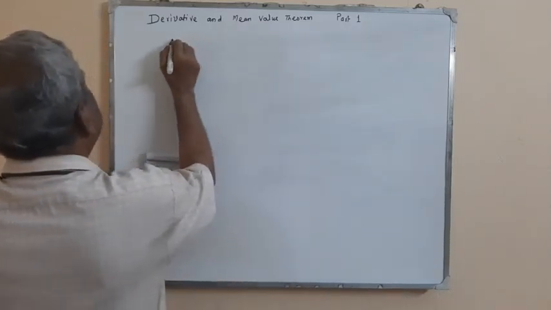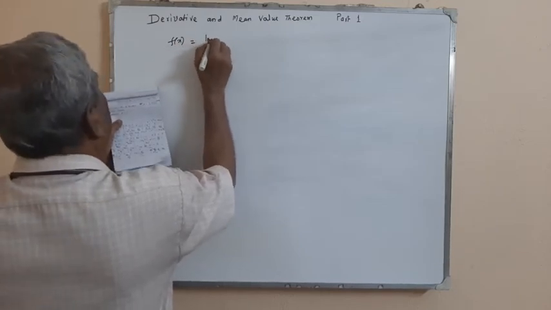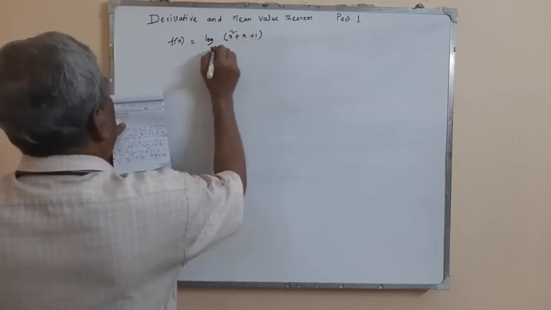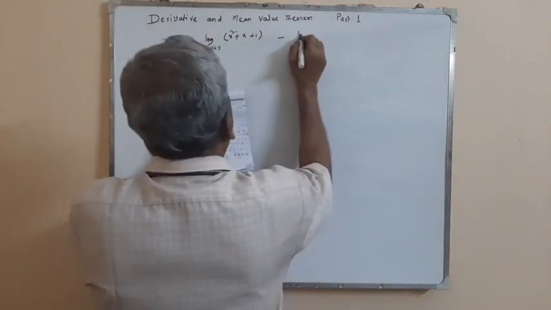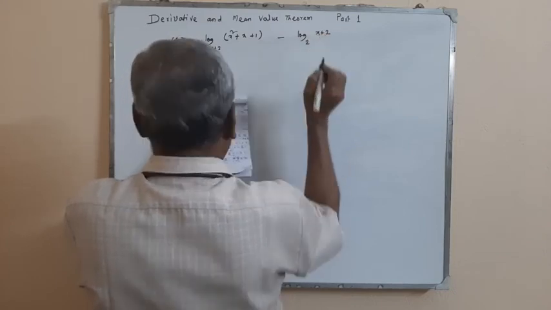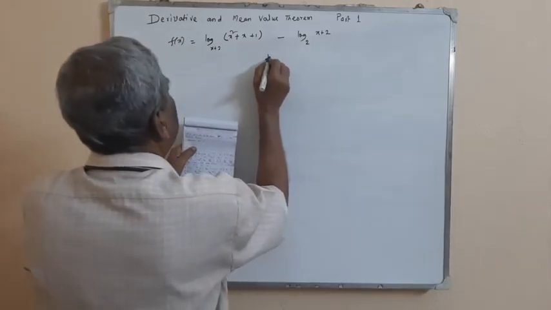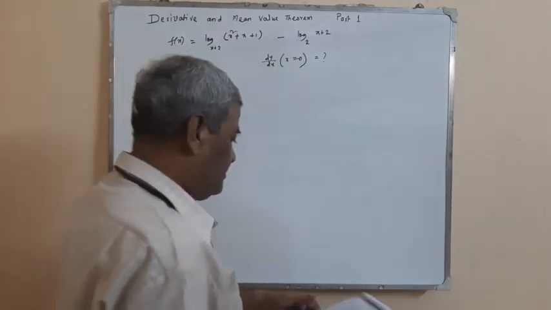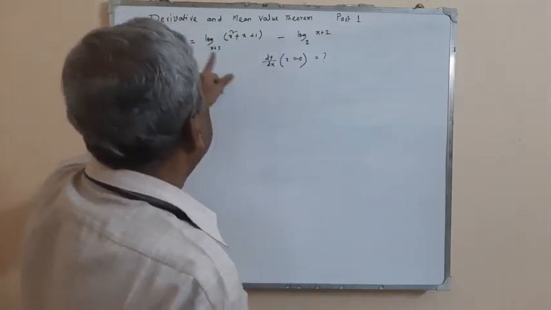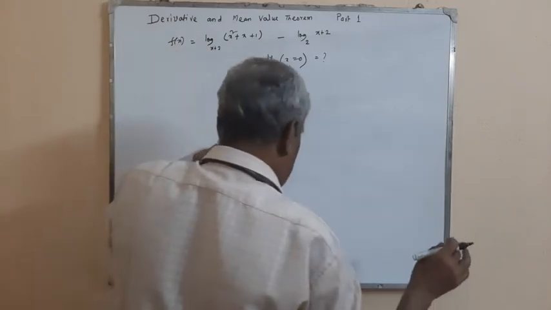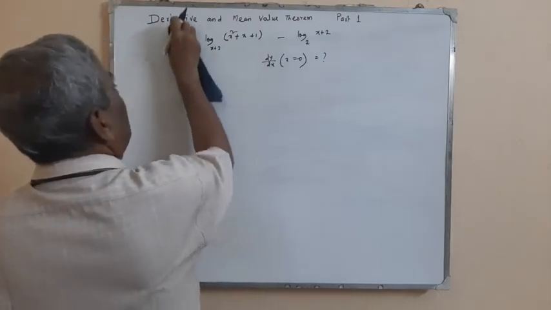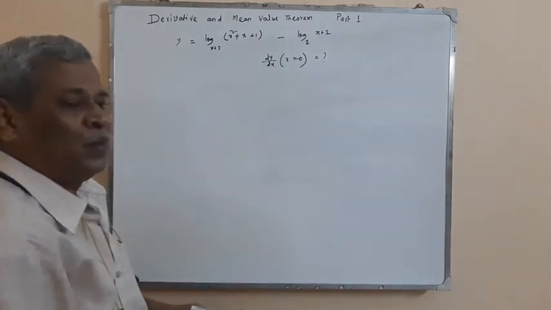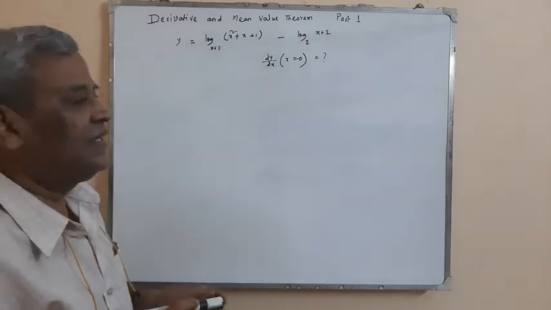If f(x) is equal to log of x square plus x plus 1 base x plus 2 minus log of x plus 2 base 2, then dy dx at x is equal to 0 is, that is, dy dx means y is that. Take this as y is equal to that, then dy dx at the point x is equal to 0. So actually we have to differentiate this first and then put x is equal to 0.